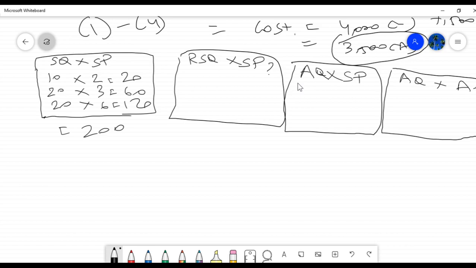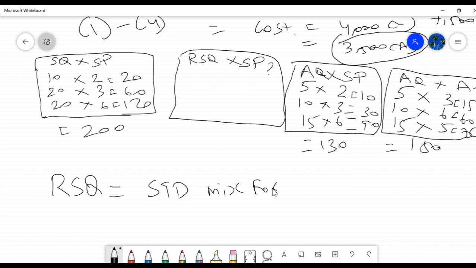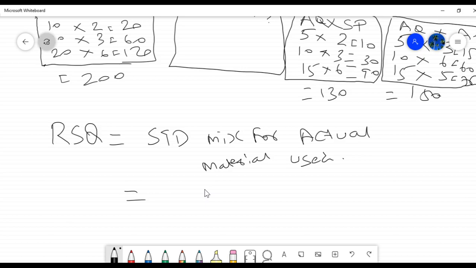Now come to RSQ. What is RSQ? Standard mix for actual material used. What is standard mix? 1:2:2, that is 10:20:20. I made it 1:2:2. That is standard mix. What is the actual quantity used? 5 kg plus 10 kg plus 15 kg equals 30 kg. This 30 kg should be reallocated in the ratio of standard mix.